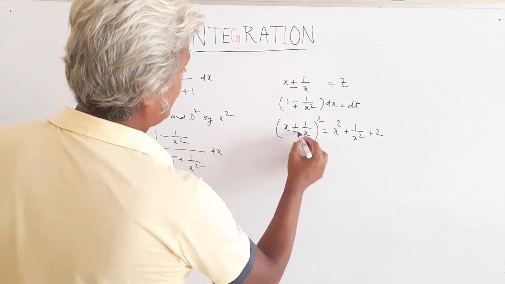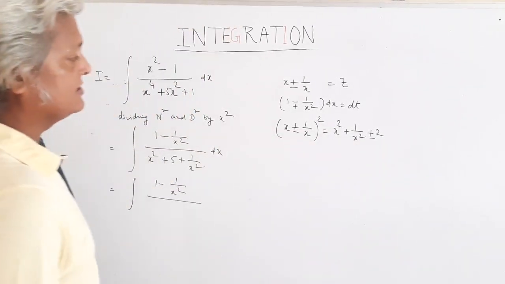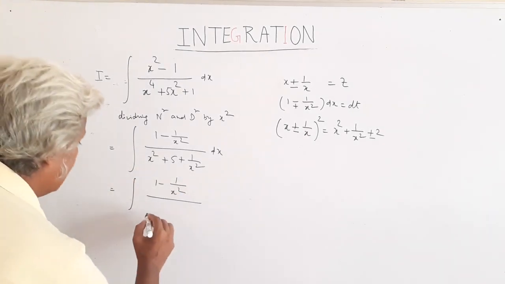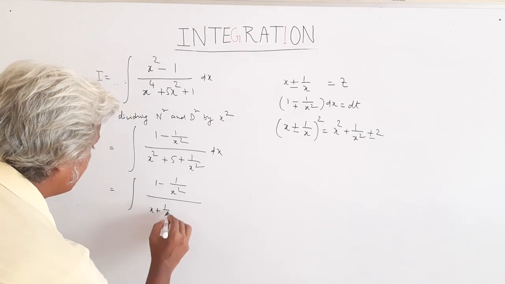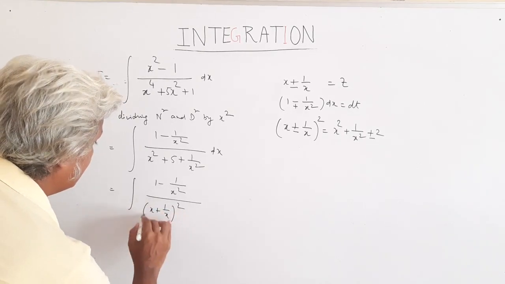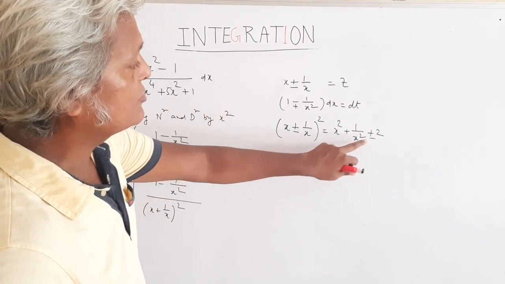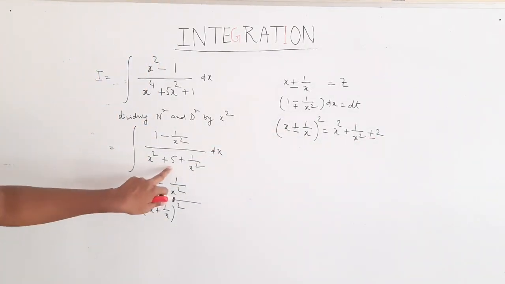If you write minus here, then this plus will become minus. So here I have x square plus 1 by x square. This I can write as x plus 1 by x whole square. So x plus 1 by x whole square gives you x square plus 1 by x square plus 2, and we have plus 3.